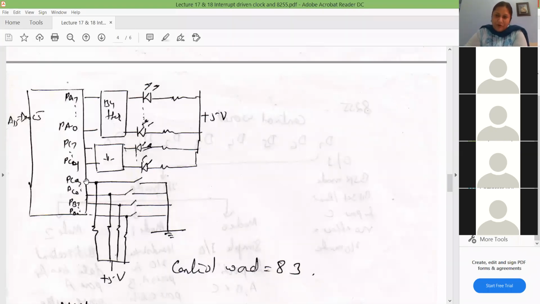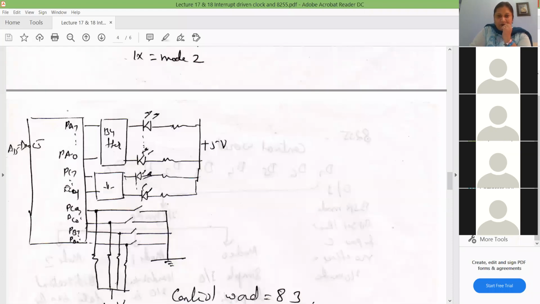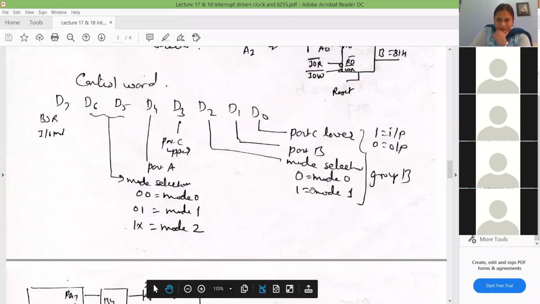Problem given to you. So what should be the control word? What should be the control word? Your port A is output. Port C upper is output, port B is input, and port C lower is input.